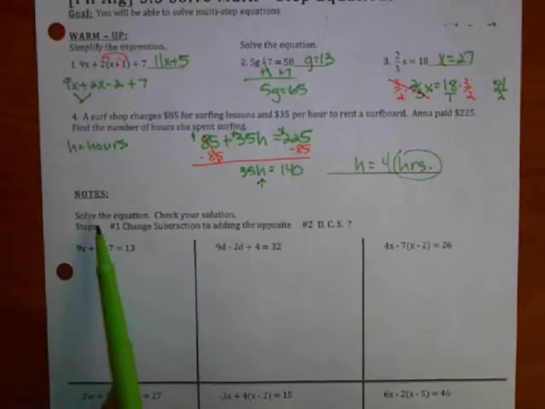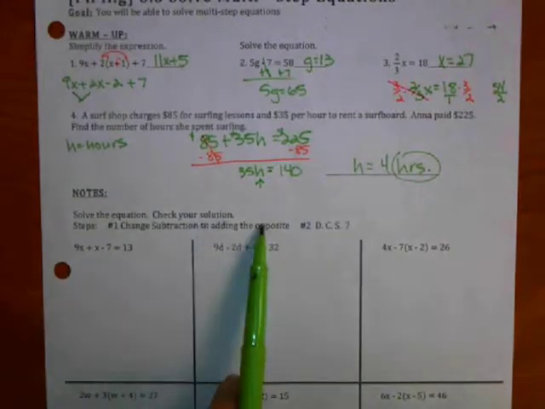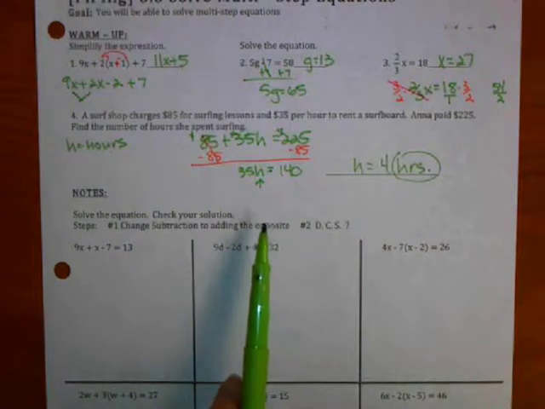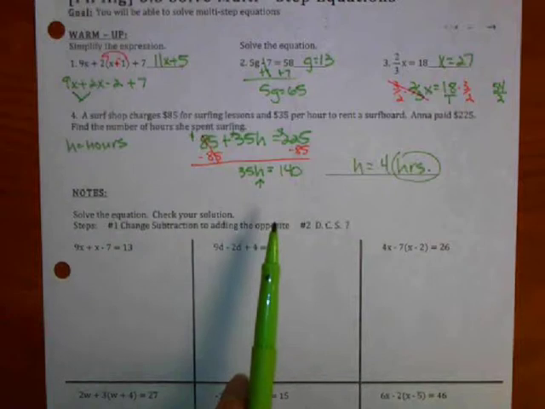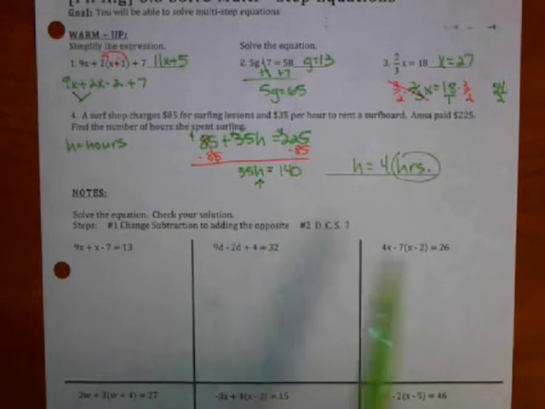There's a couple of things here. Solve the equation, check your solution. I find value in checking your solution, but sometimes I feel like it takes a lot of time. So I think you should check maybe every second or third problem. Maybe you don't have to do every single problem. Or if there's one you're thinking is a little shady, maybe I should check this one.